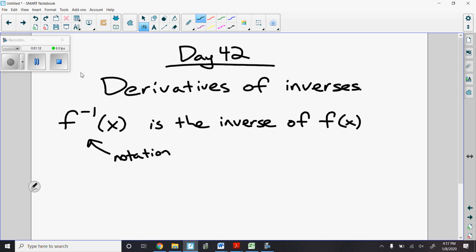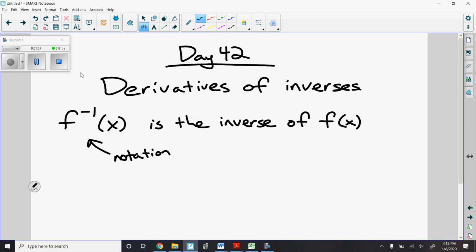You should have seen that before in previous classes, but just as a reminder. Sometimes they'll let you know that we're dealing with inverses by using that inverse notation. But sometimes they let you know because they use properties of inverses. Sometimes they tell you straight up G and F are inverses, sometimes they use the notation, and sometimes they use the properties.